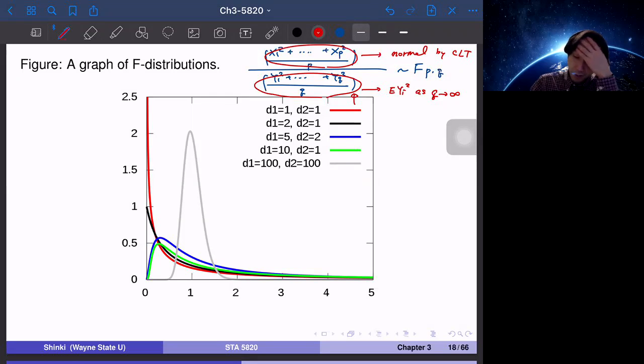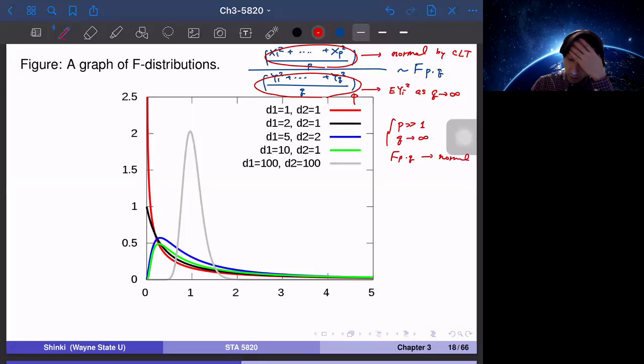The numerator, yes, the numerator has somewhat large degrees of freedom. So P is somewhat large. And if Q is large, then F_PQ approaches normal.